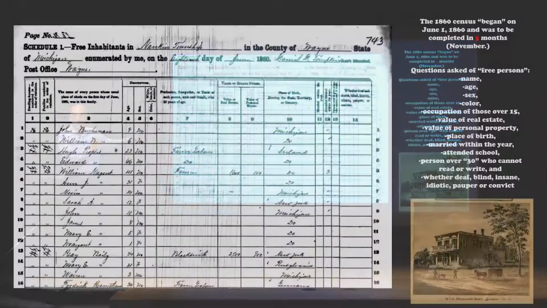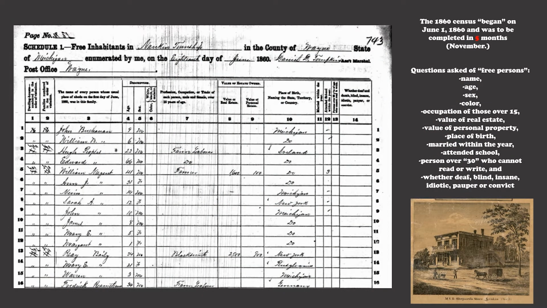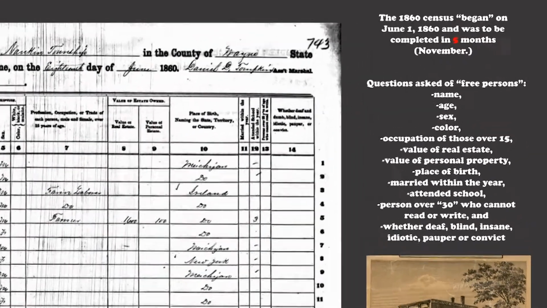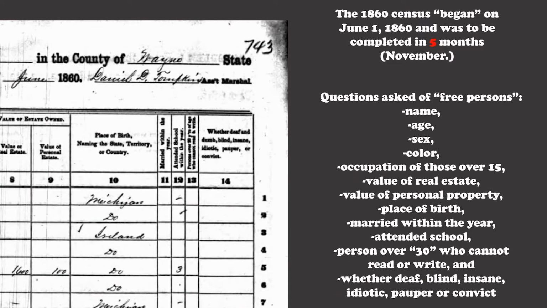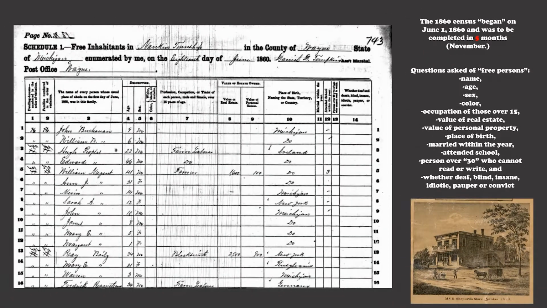This particular record of 1860 has questions asked of free persons, a very important designation. We see the name, age, sex, color, occupation, value of real estate, place of birth, and then whether or not they attend school and the like. Again, what this census record lacks is the relationship to the head of the household.